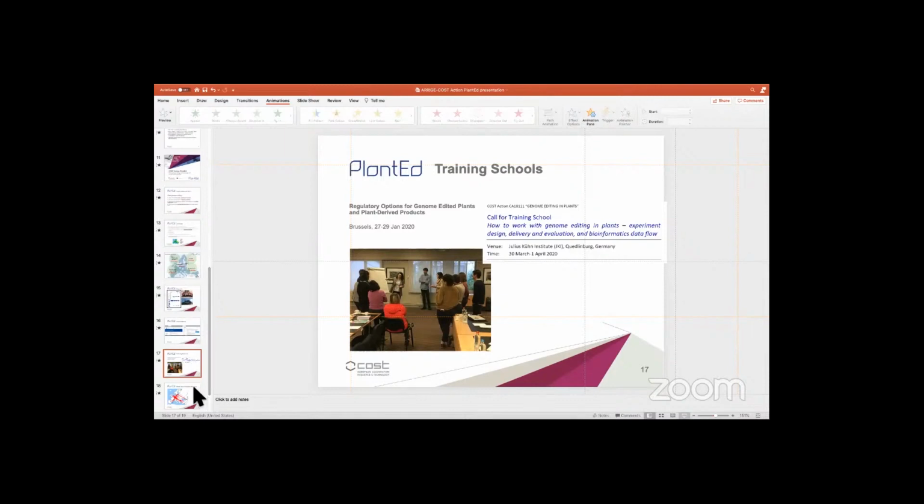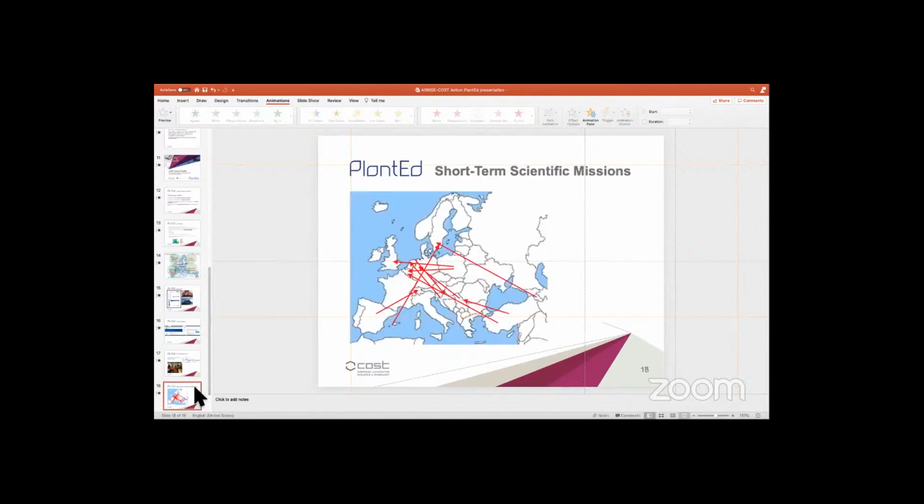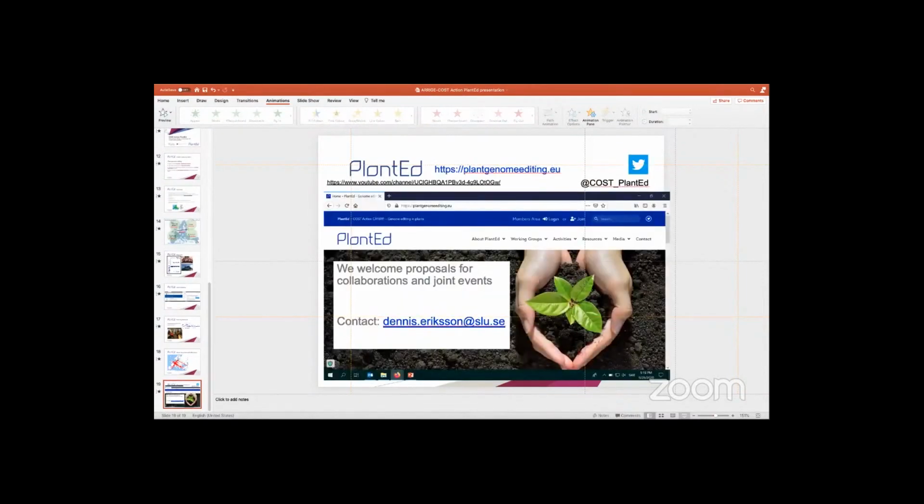A COST Action finances collaboration, but not direct research. However, it does finance short scientific missions where a member researcher can go to another lab in the consortium in another country and stay there for up to 3 months to do research or to learn things. And the action is active on a number of social platforms like YouTube and Twitter. We have a website, and we welcome proposals for collaborations and joint events.